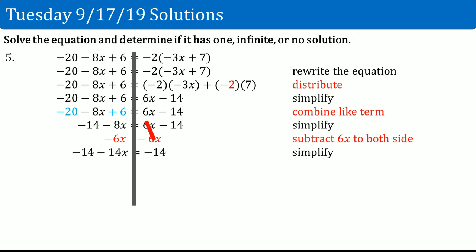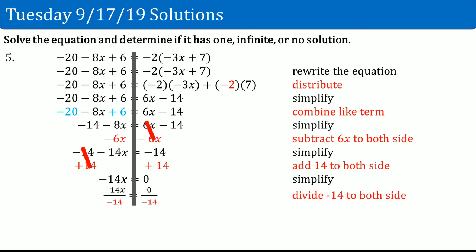Okay? Watch this. This gets me a negative 14x. Okay? I'm going to add 14 to both sides. That cancels out. You see you have a negative 14x equals 0. Divide by negative 14, you still get x equals 0.